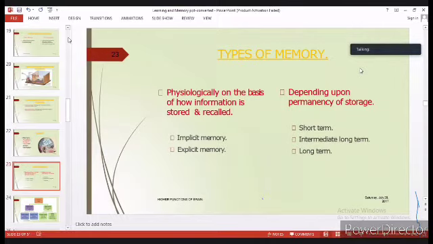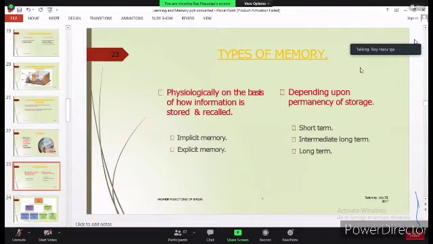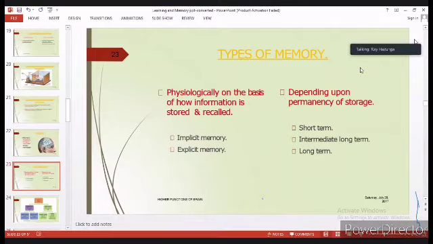Okay, let's do that. Depending upon the permanence of storage, meaning the duration, memory could be short-term, intermediate, or long-term. Short-term is essentially just seconds. For some, they would say even up to 18, 20 seconds. So this information is not really stored for a long time. It can easily go.